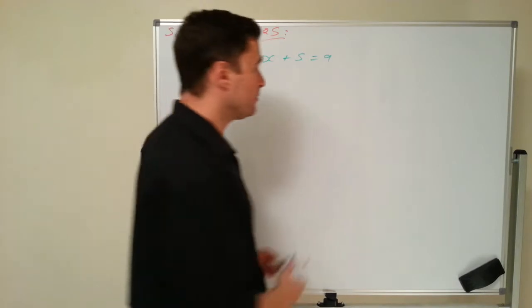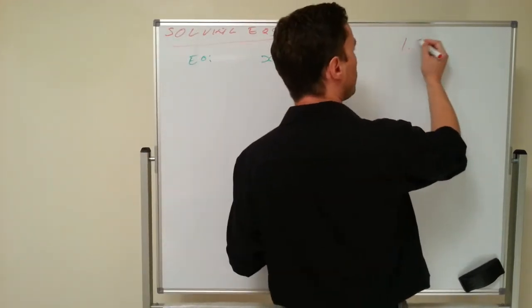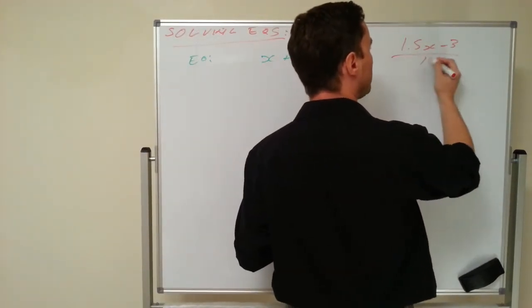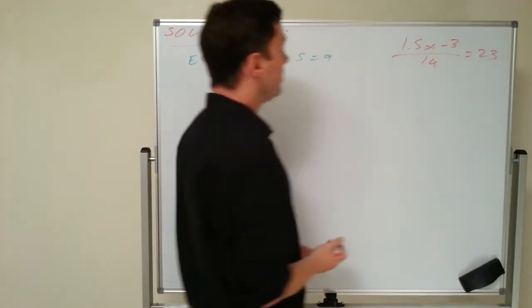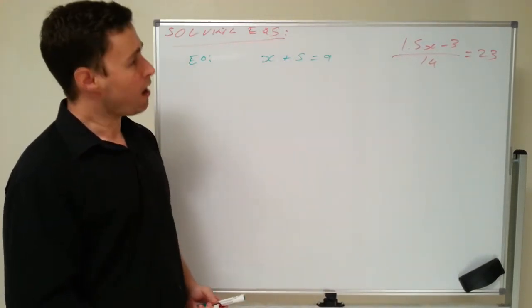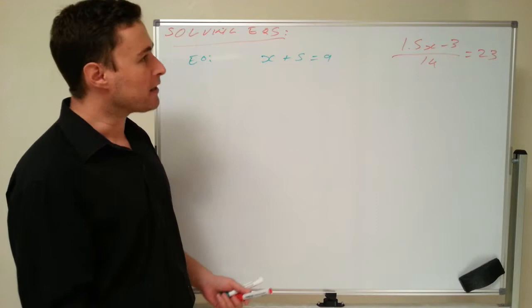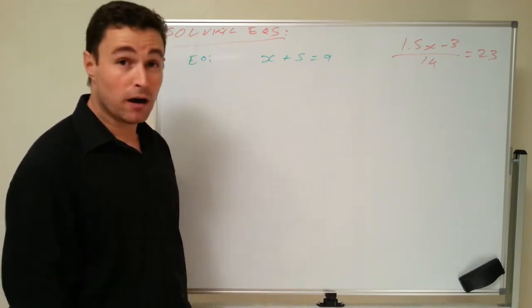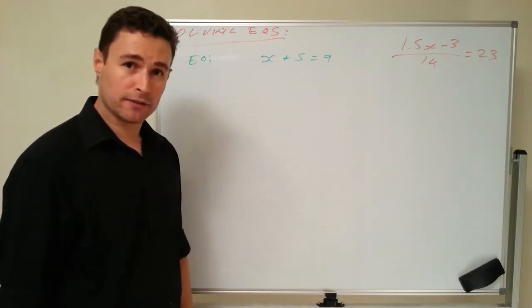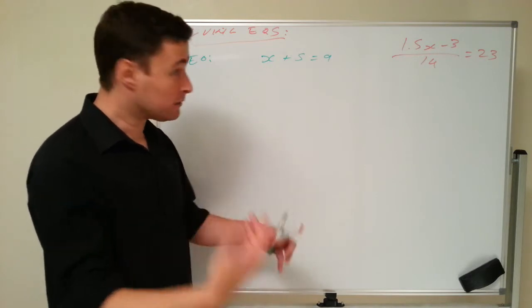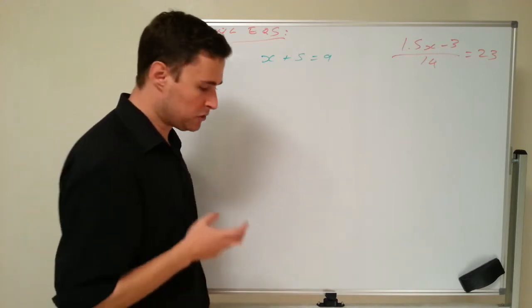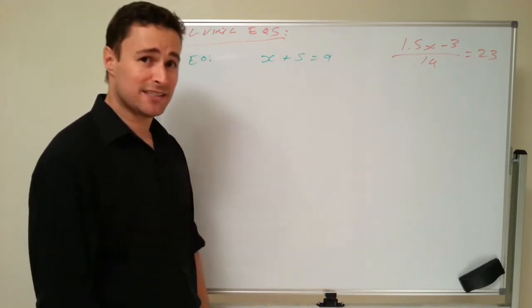But when I give you something a little bit more complicated, how about 1.5x minus 3 divided by 14 equals 23? And I say, okay, how much is x? You go, I can't guess that. No, you can't. You need an algorithm to be able to solve that. You need to be able to unpeel the things that are happening to x in order to get into what is at the center.